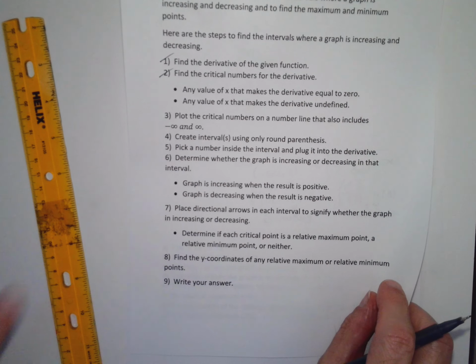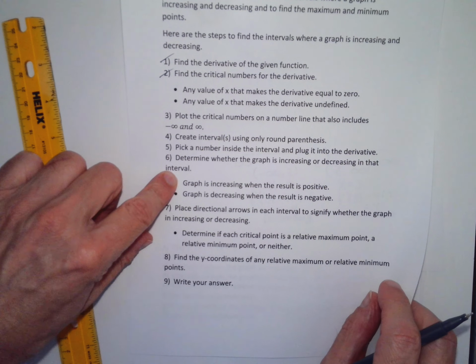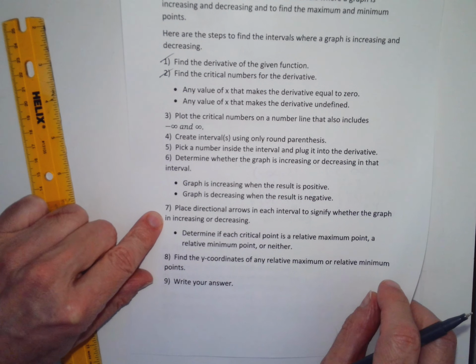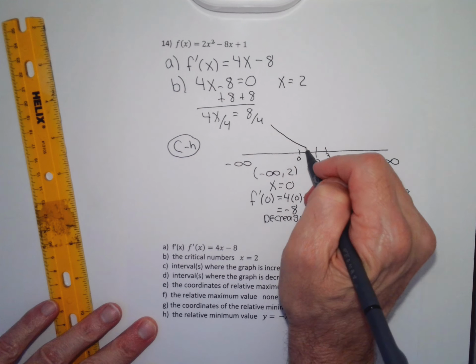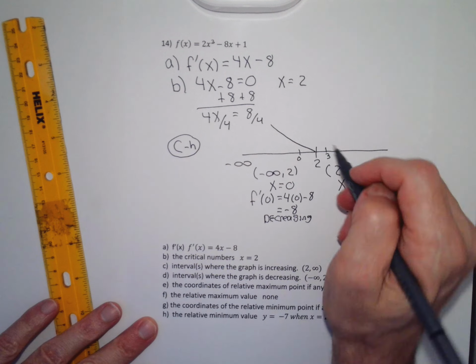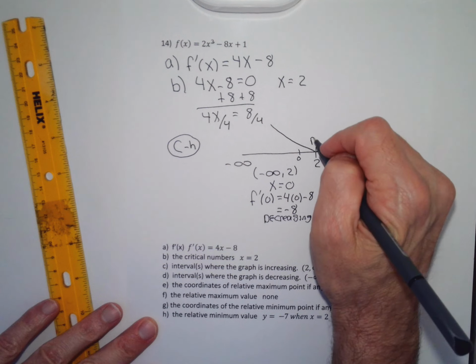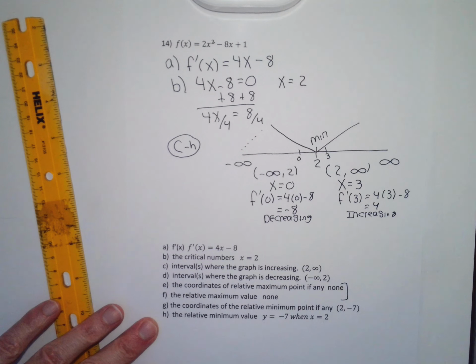To do this, I determined whether the graph was increasing and decreasing. The graph was increasing when I had a positive result. The graph was decreasing when I had a negative result. Now I'm going to place my directional arrows to determine if I have a maximum or a minimum point, and then I'll find y-coordinates. So the first interval is decreasing, so I draw a line with negative slope. The second interval is increasing, so I draw a line with positive slope. This tells me that 2 is the x-coordinate of a minimum point. I don't see any arrows that meet like this, so there's no maximum point. So for both of my maximums, I put none.